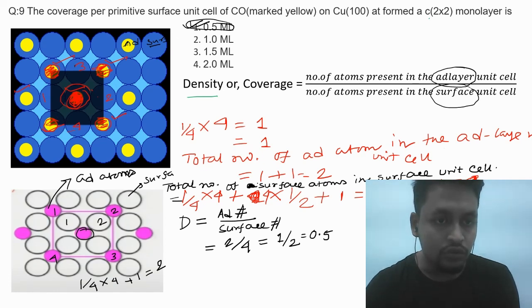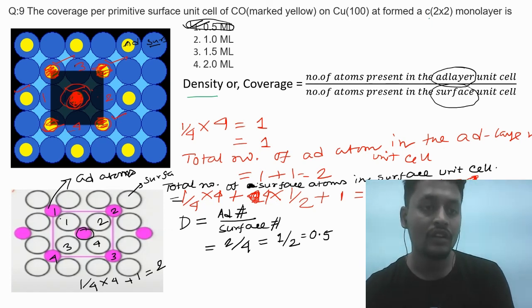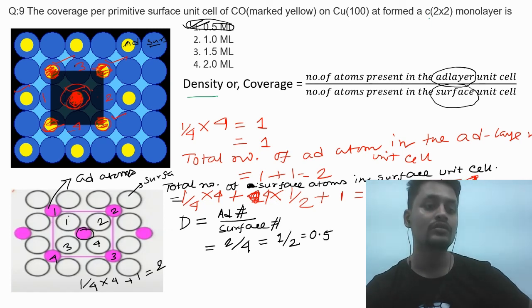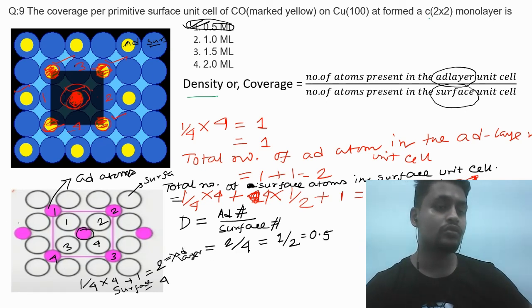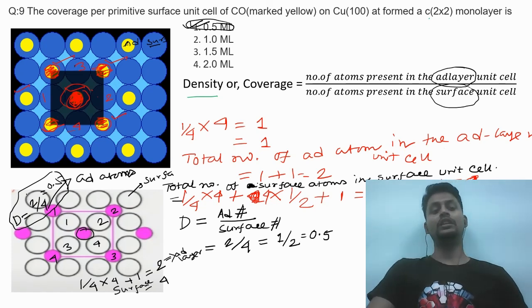Now come to the surface. This is 1, this is 2, this is 3, this is 4. These are not shared by anyone, right? Because they are inside the unit cell. So there are 4 surface atoms, and this is the add layer. In this case also, density will be 2 by 4, which is 0.5 as well. So we get an idea about how to calculate the coverage or density, right?